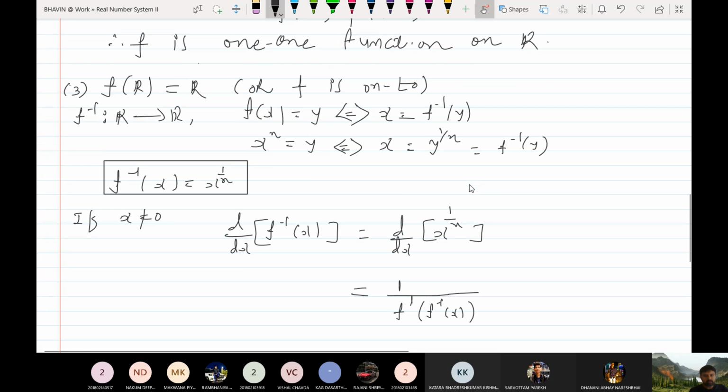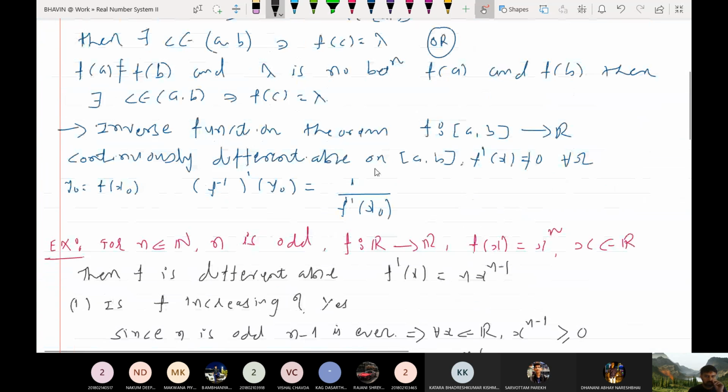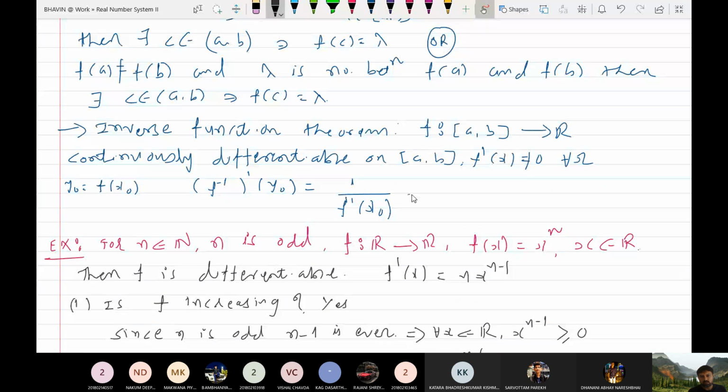See, what is the inverse function theorem? What is x0? You can write it in this way also. x0 is, if you understand, so you can write in this way, f dash f inverse y0.